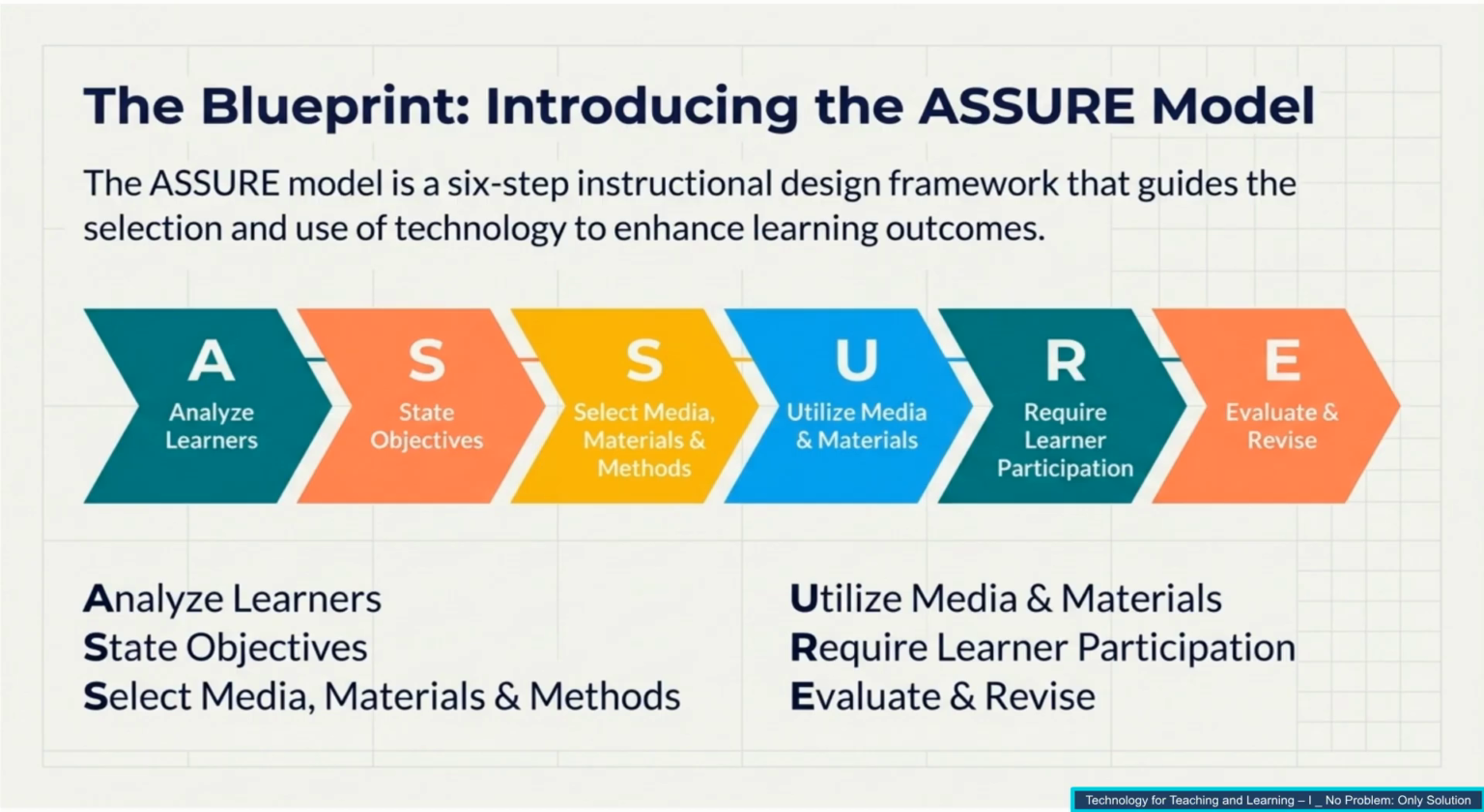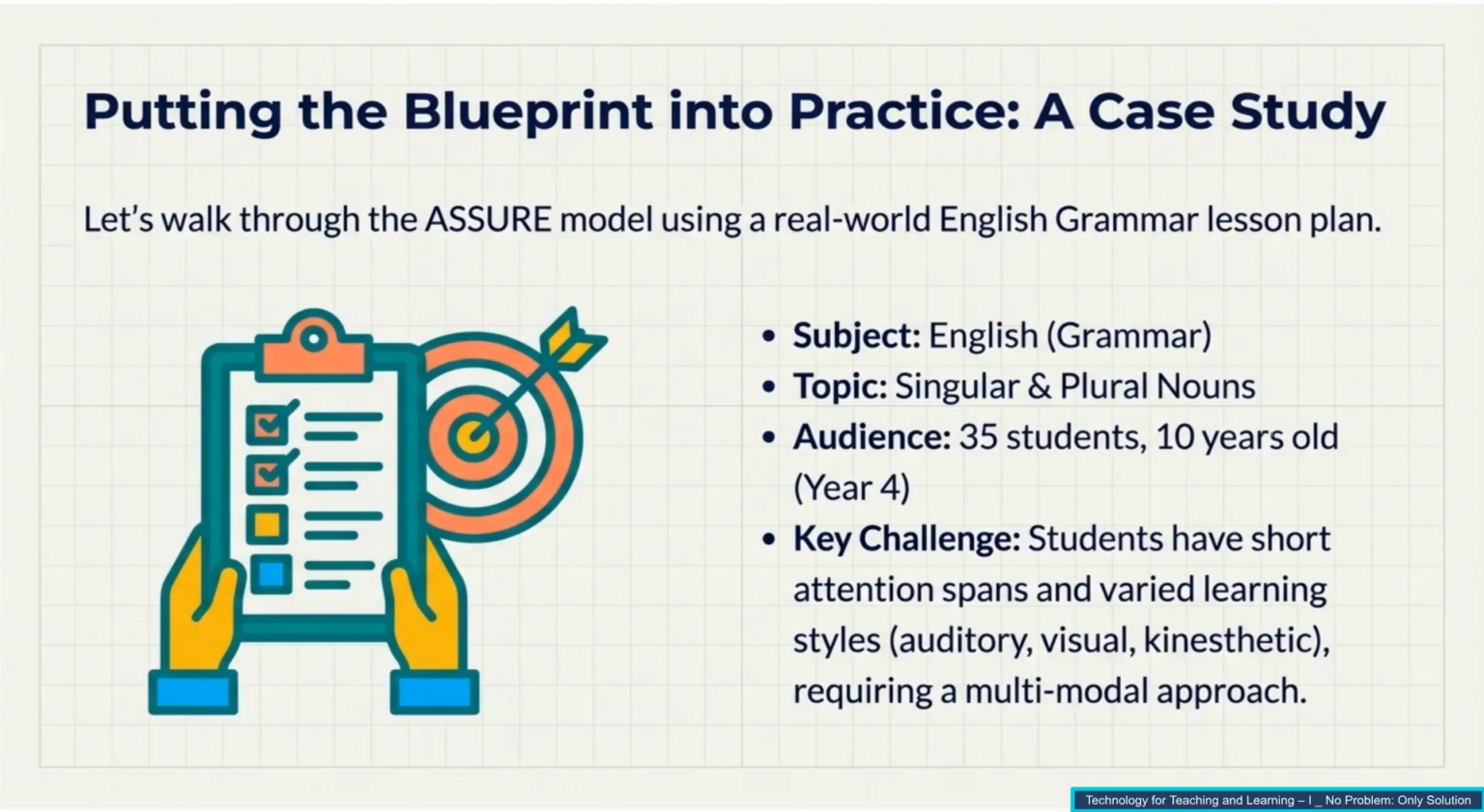We introduce the Assure model, a 6-step instructional design framework that guides technology selection and use to enhance learning outcomes. Assure stands for Analyze, State, Select, Utilize, Require, and Evaluate. We will now walk through the Assure model using a real-world case study, an English grammar lesson on singular and plural nouns for 35 10-year-old students.